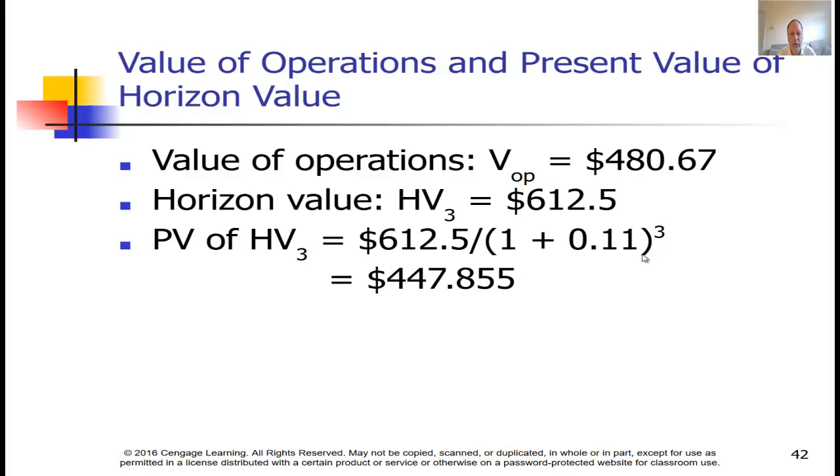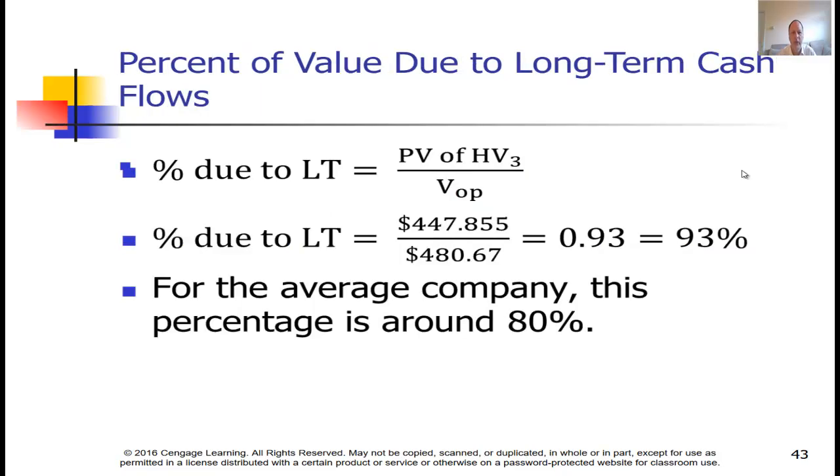Well, our WACC is 11%, so the present value of the horizon value is 612.5 divided by 1.11 cubed, or 447.588. And if we take this divided by this, we see that the percent due to long-term cash flows of the value of operations is 93%, a very large fraction of the value of the company. For an average company, this percent is around 80%, and this shows why stocks are so volatile, as the estimates that go into this calculation regularly change, and that affects the value of a company today.